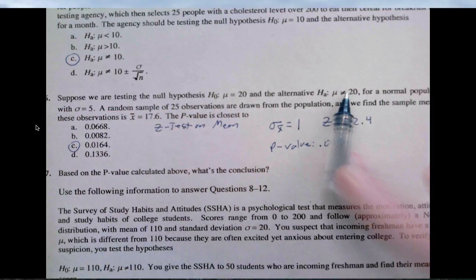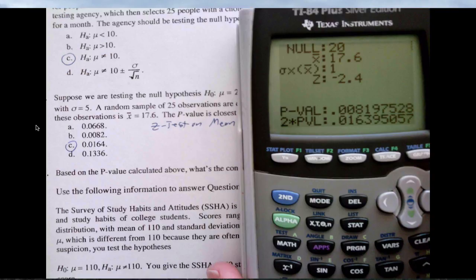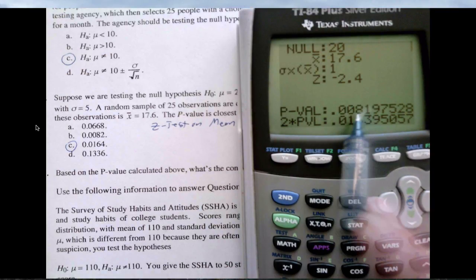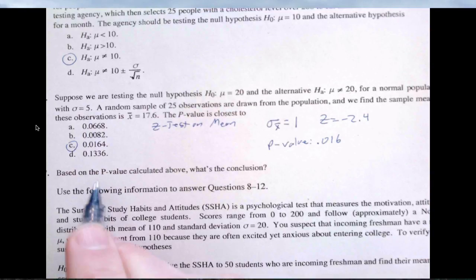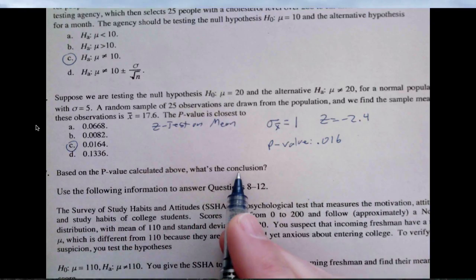Remember, a not equal to test uses the 2 times p-value. A one-sided test would have used the 0.008. Okay, based on the p-value calculated above, what's the conclusion?